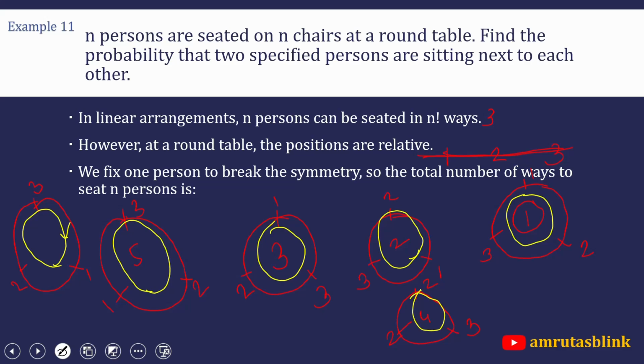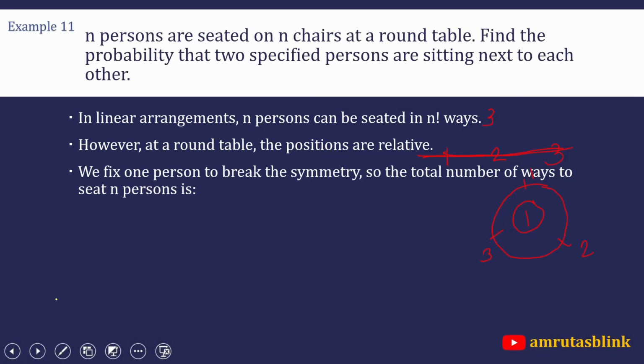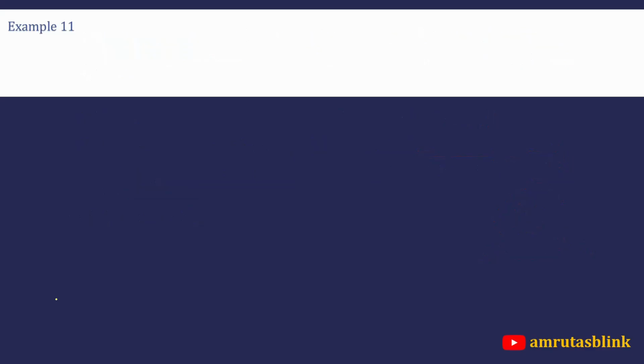So if the arrangement is linear one, then if there are 3 people sitting in linear arrangement, then total number of ways are 3 factorial. But when it is a circular arrangement, at that time we cannot say that total number of possible ways are n factorial. It is always 1 less than n factorial. So here we will fix one person to break the symmetry, and total number of ways in which these n people will sit on the circular table is always equal to n minus 1 factorial.